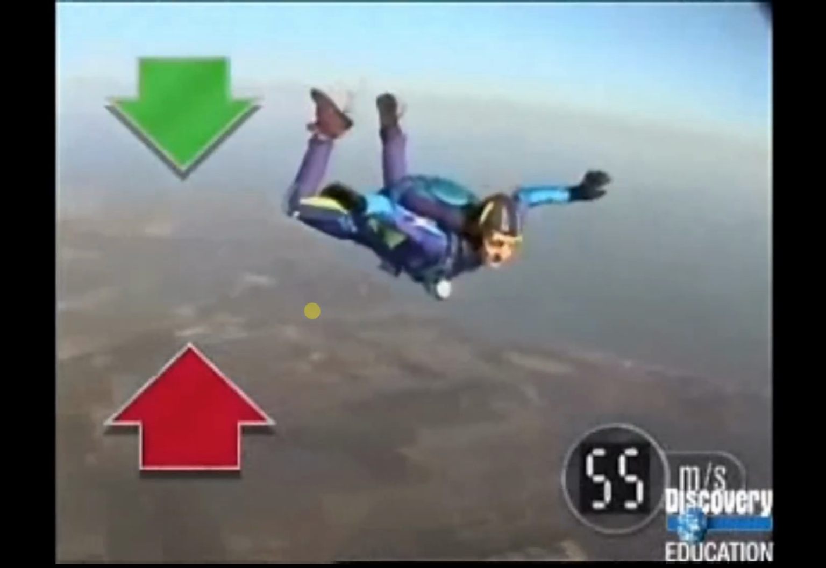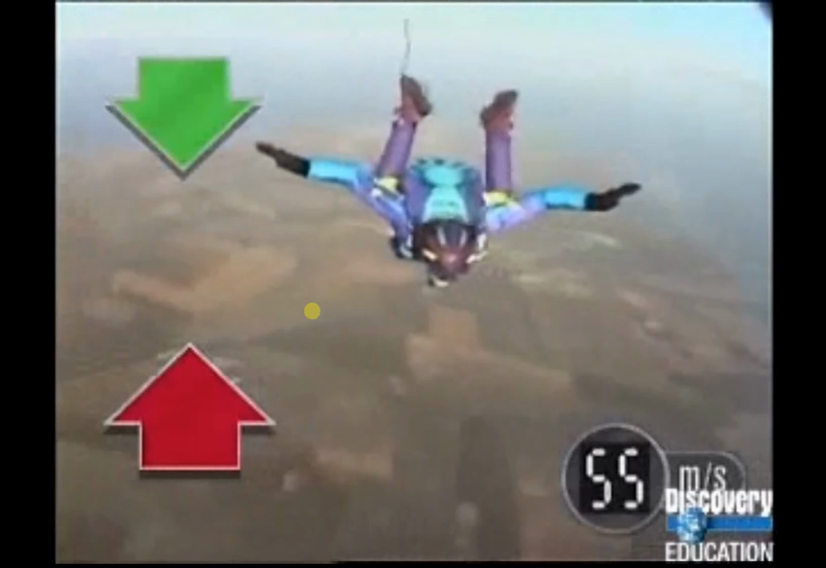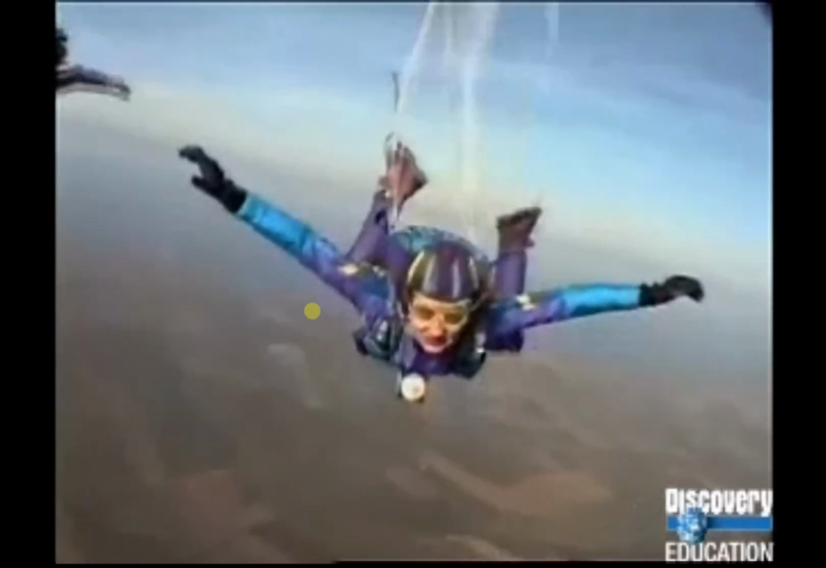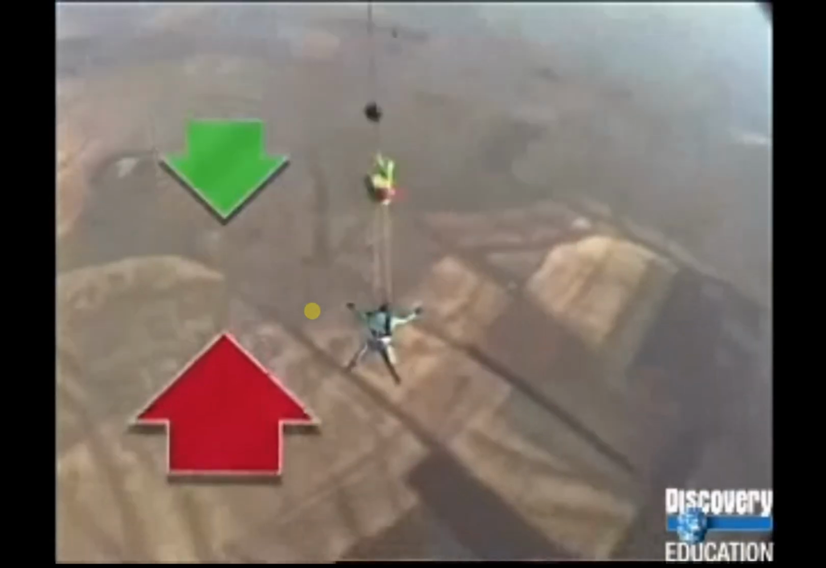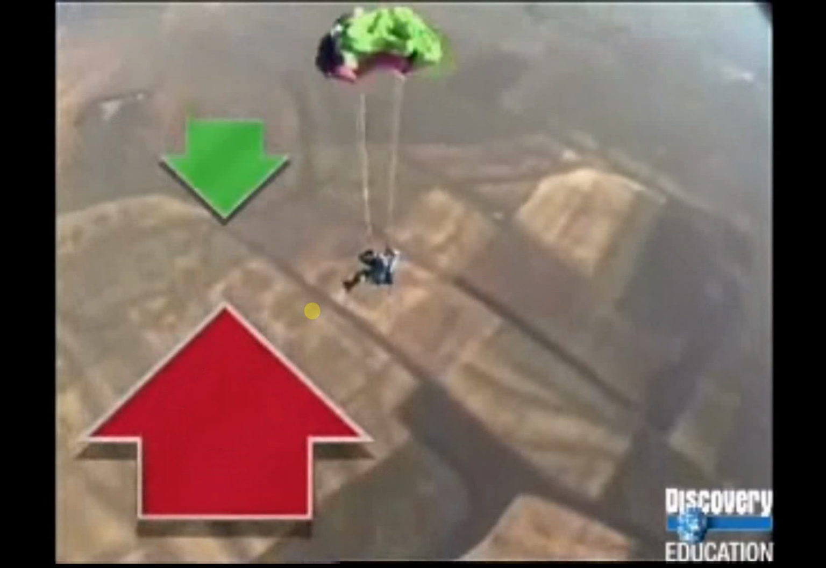So pull the parachute. She's still doing a steady 55 meters per second, and hitting the ground at this speed isn't a good idea. To slow down, the upward force needs to be greater than the downward force. When the parachute opens, air resistance suddenly becomes much greater than gravity. The forces are no longer balanced, and this changes her speed.